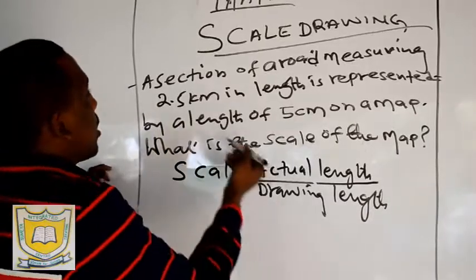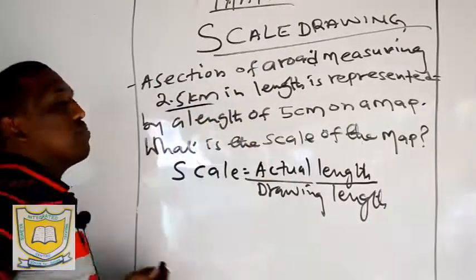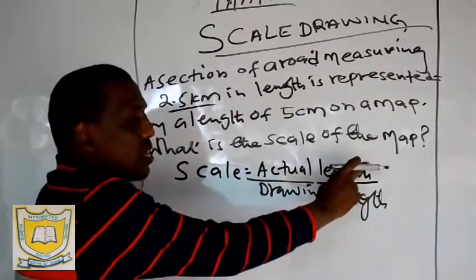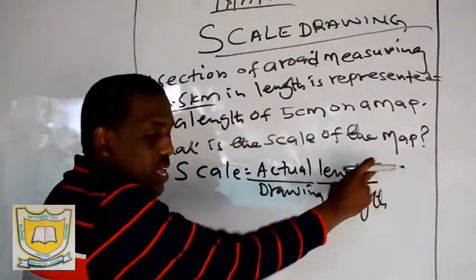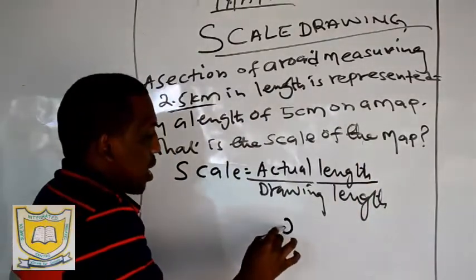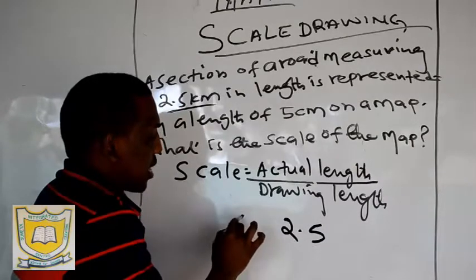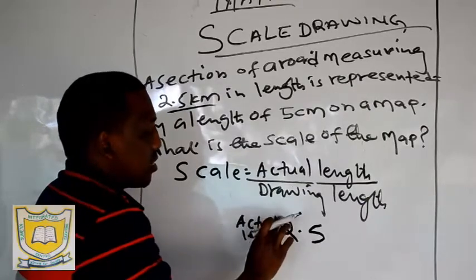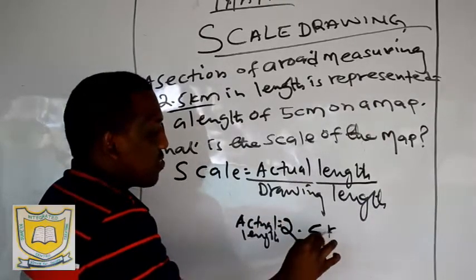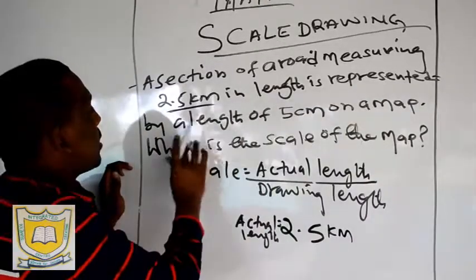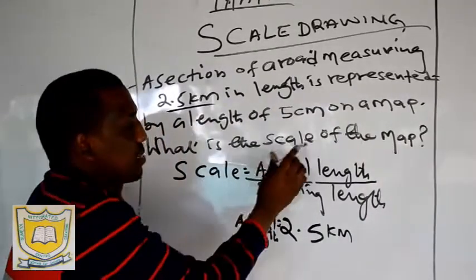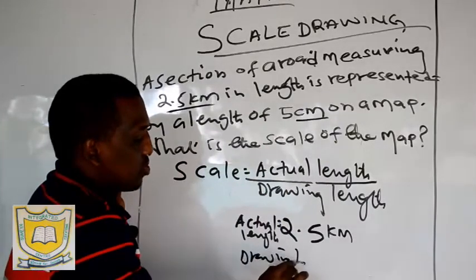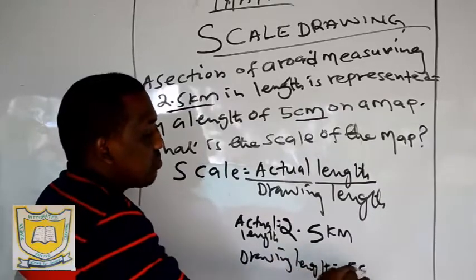You are told a section of road measuring 2.5 kilometers. So 2.5 kilometers is the actual length, since what is given in kilometers or meters is the actual length. It is represented by a length of 5 centimeters on a map. Centimeters you can draw, so that is the drawing length. The drawing length here is 5 centimeters.